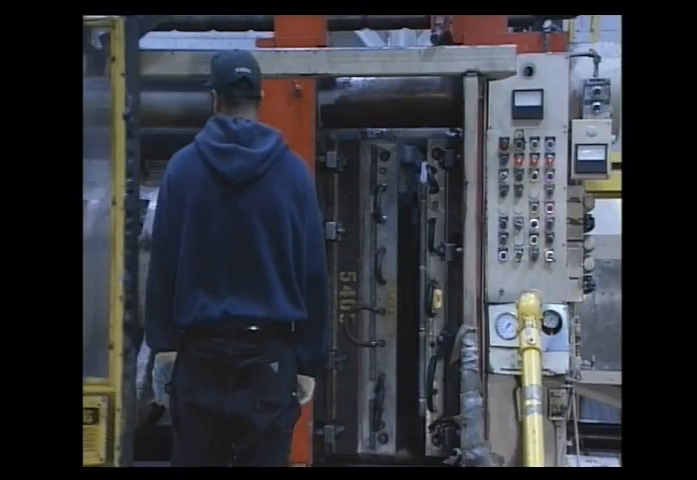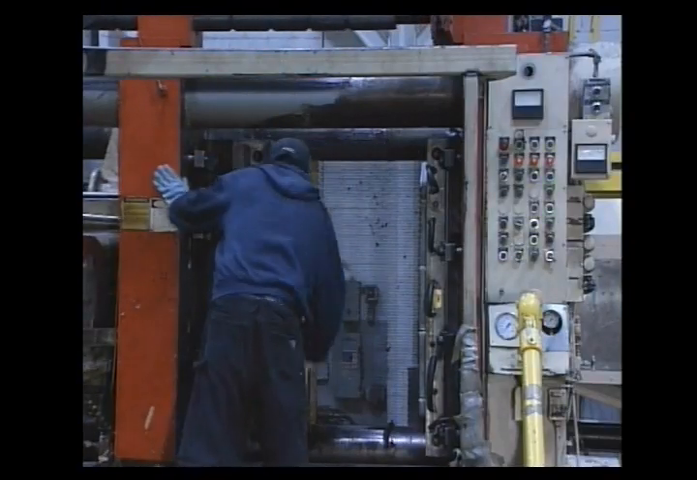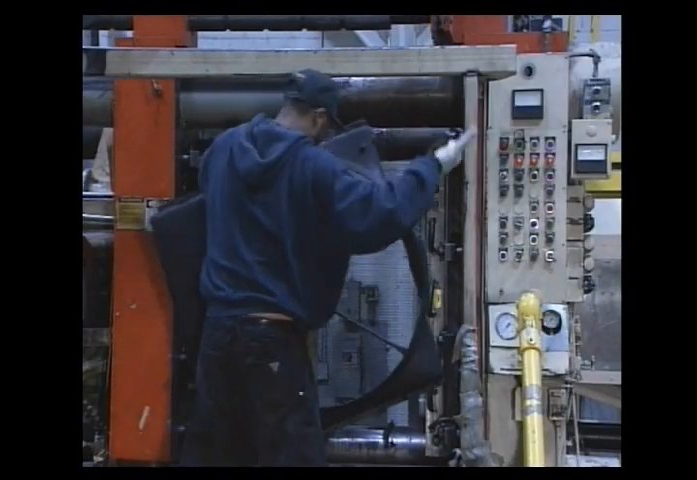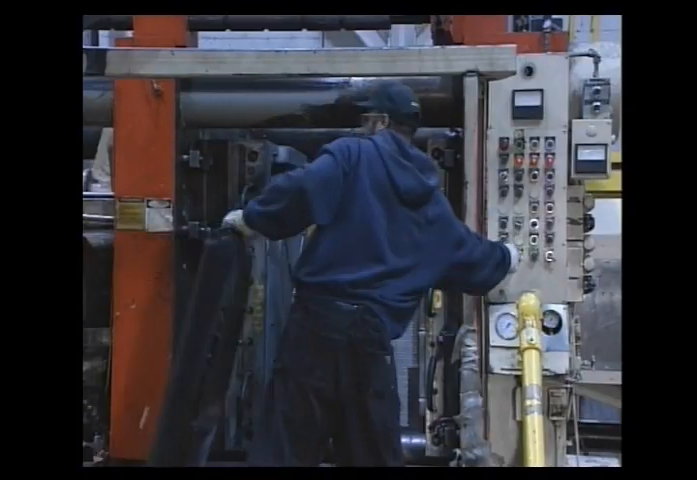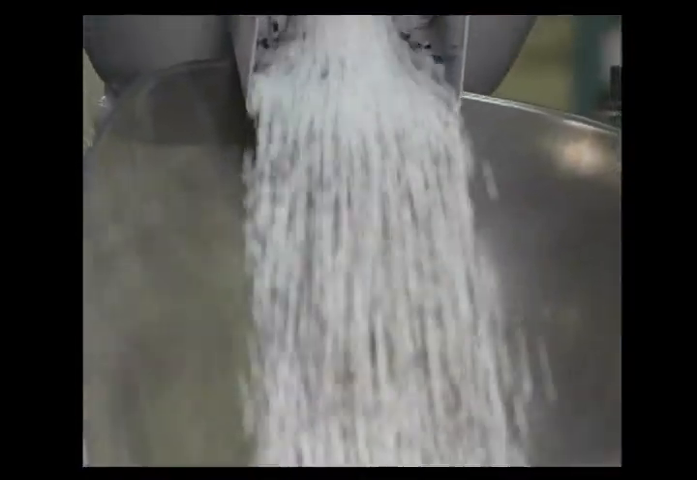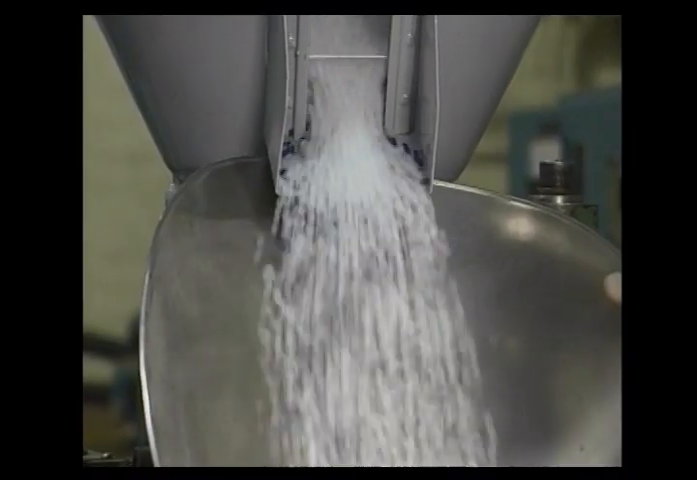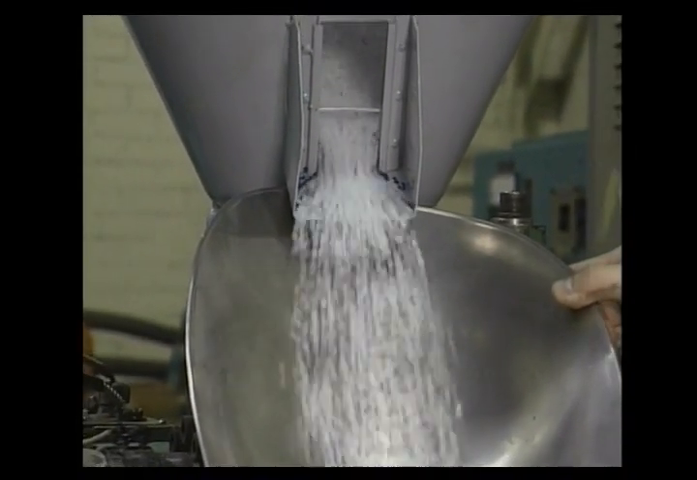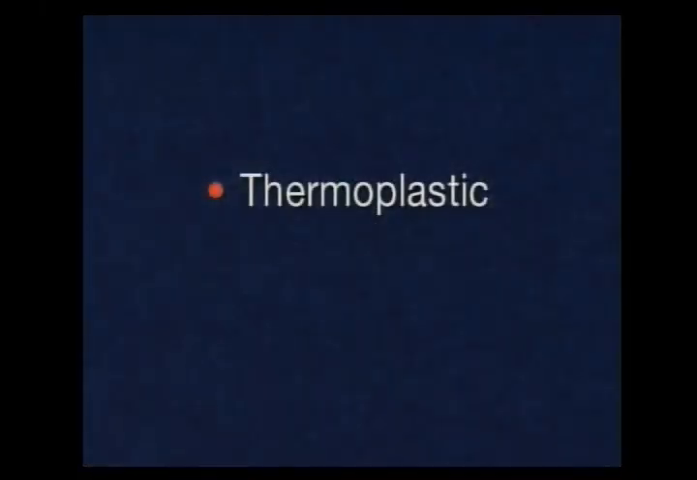To better understand the injection molding process requires understanding some properties inherent in plastic itself. The simplest definition of a plastic is any natural or synthetic polymer that has a high molecular weight. There are two types of plastics: thermoplastics and thermosets.